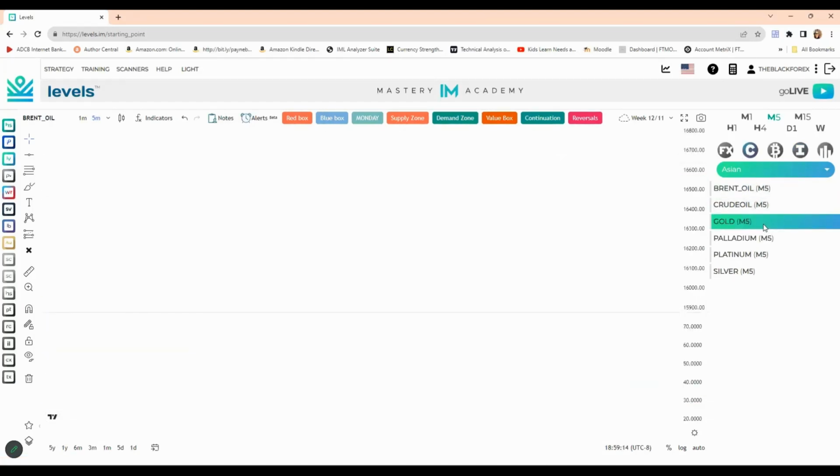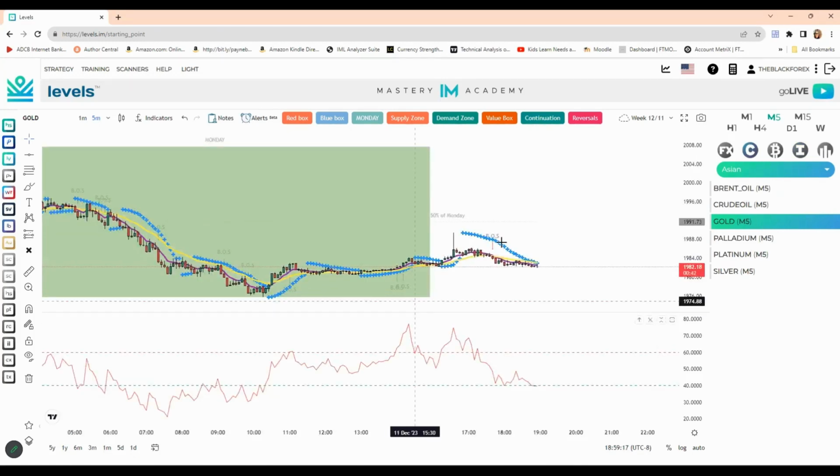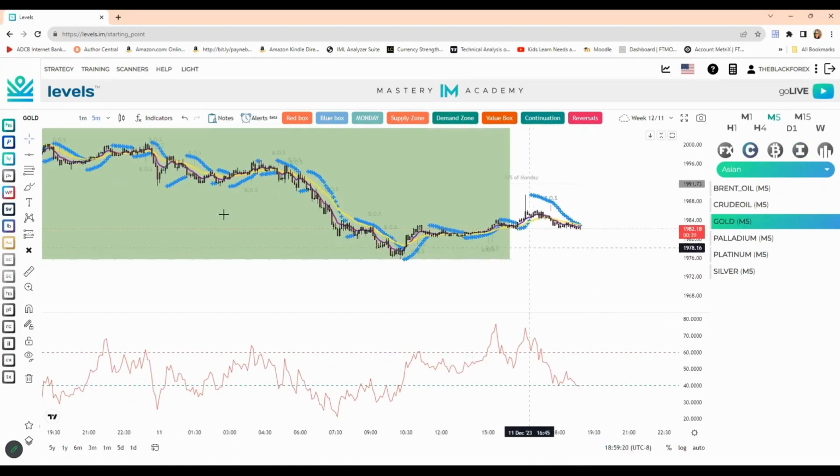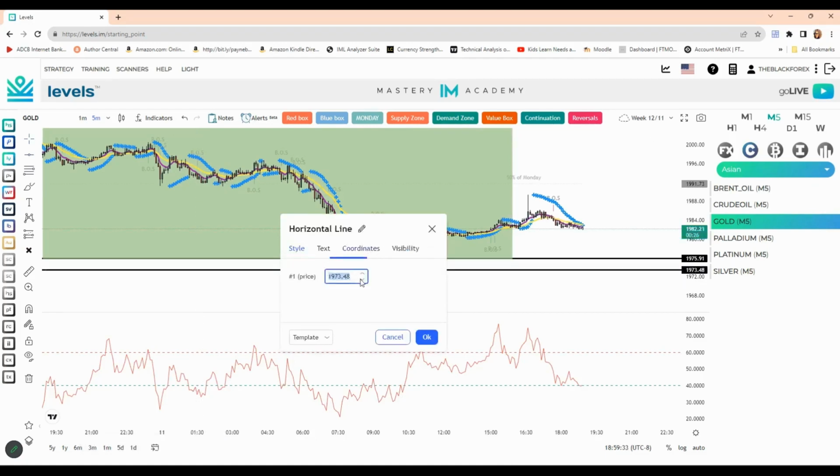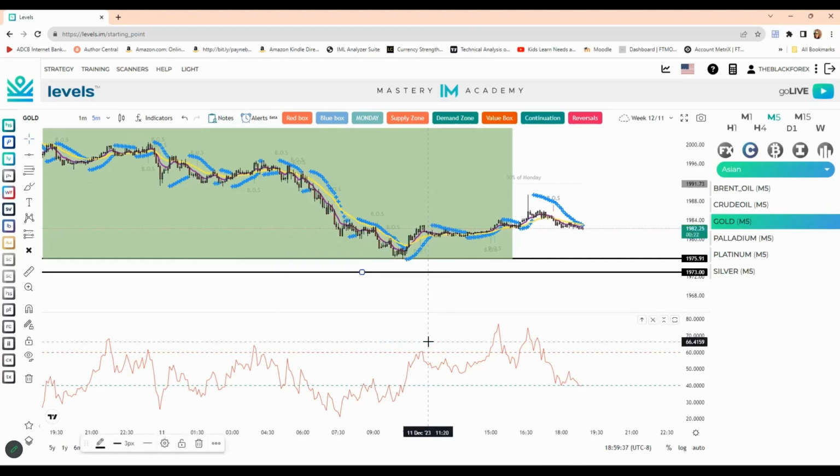Okay, so we got gold now. Gold is selling. Gold is selling. Okay. So the bottom of the box on gold is at 75. Our entry would be 73. Okay. Our TP would be 71.